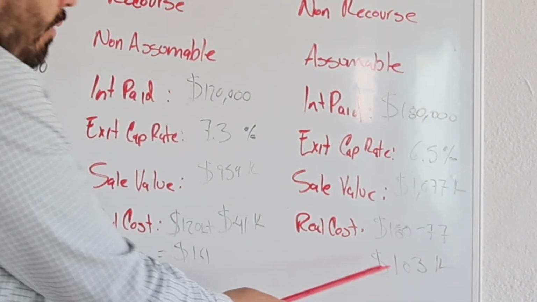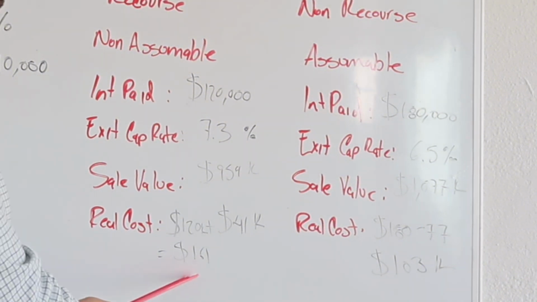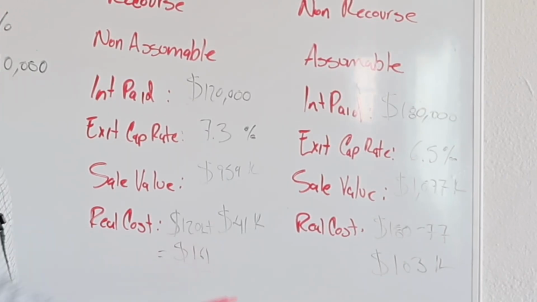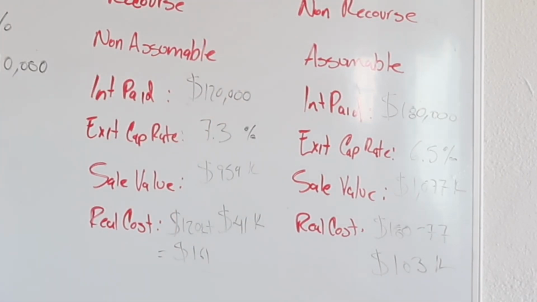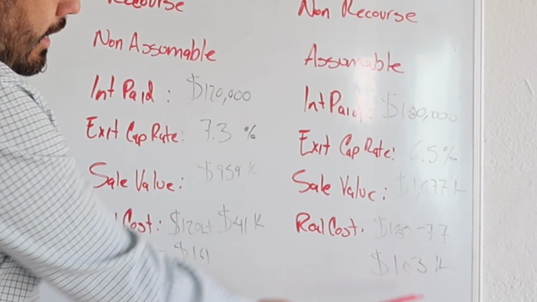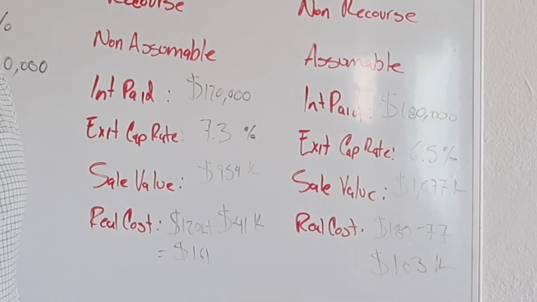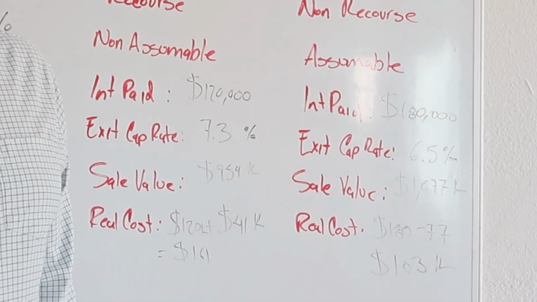So that when we can compare this loan with this one, and then we can decide which one is better. You see, here with a lower interest rate, we have a cost of $161,000, and here with a higher interest rate, we have a lower cost of $103,000 because this one is assumable.